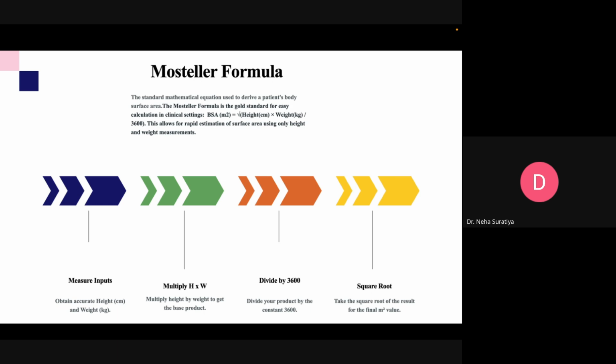I will let you know the other formulas, don't worry. Yes, BSA dose calculation is used for chemotherapeutic agents, guys. Is it understandable?